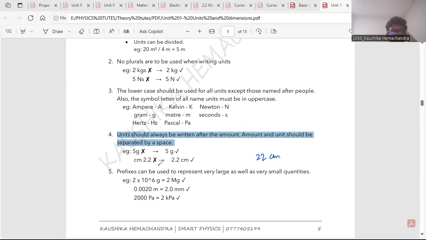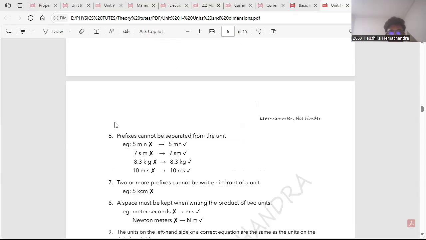And there should be a space between the unit and the value, like shown here. The unit and the value should have a space. Okay. You already know this much. These are just small things you need to fix. Then the fifth one we did already, no? Prefix one, fifth, sixth, and seventh we did.